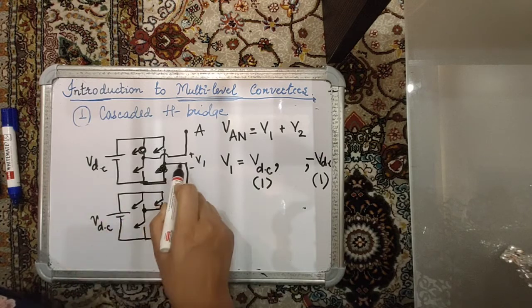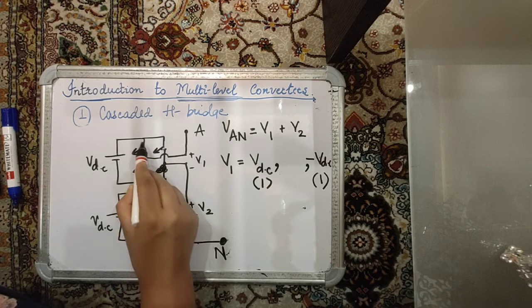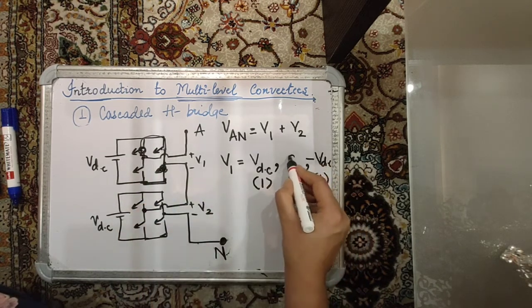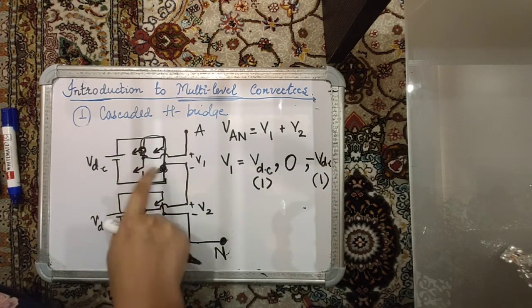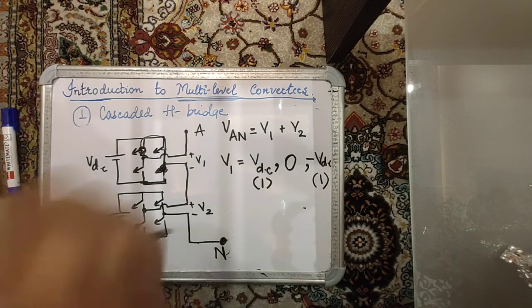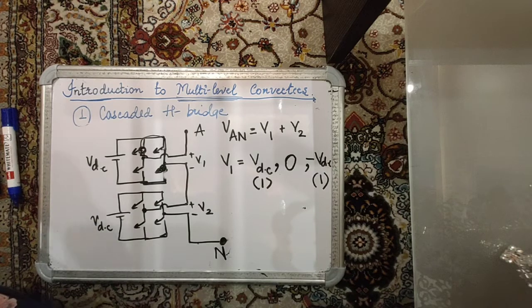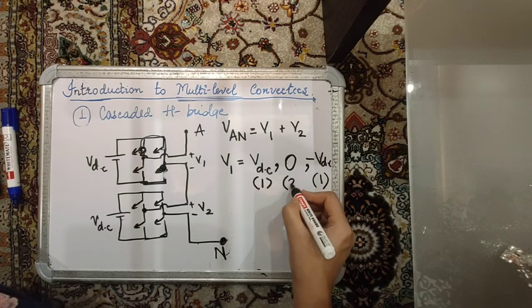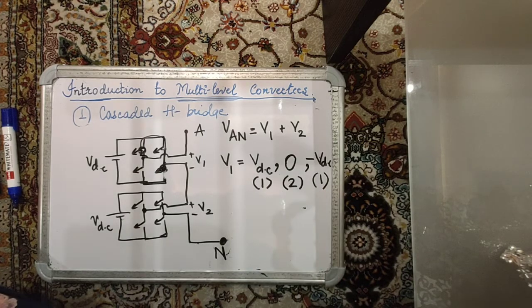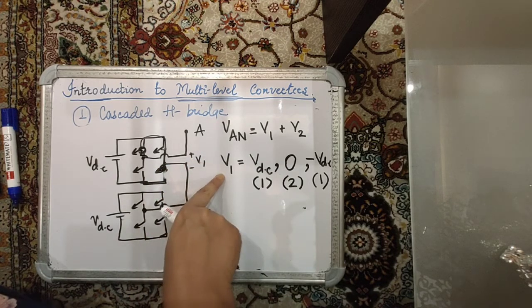Apart from that, V1 can also be 0, which is when these two switches are on. That means you're simply shorting the output. In that case, your V1 is 0. Or if the lower two switches both are on, so either the upper two switches are on or the lower two switches are on, in either case, the output of your converter is 0. So there are two possible switching configurations that can generate 0 V1. So this is just about V1.